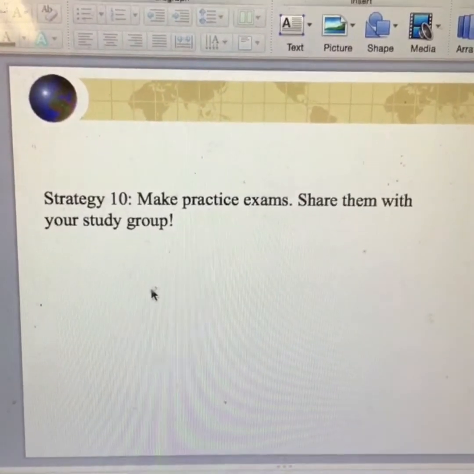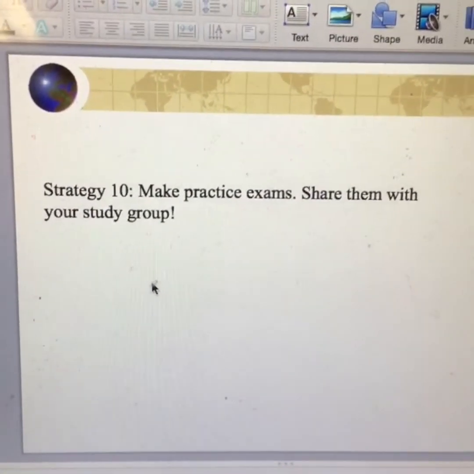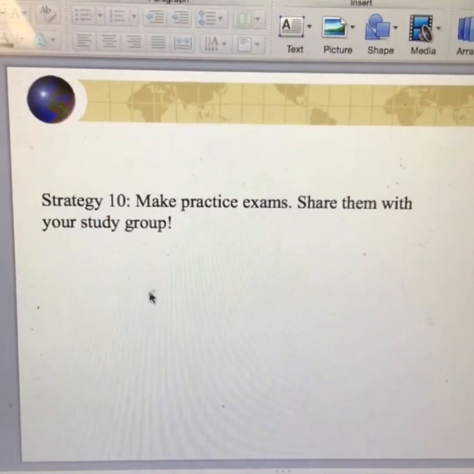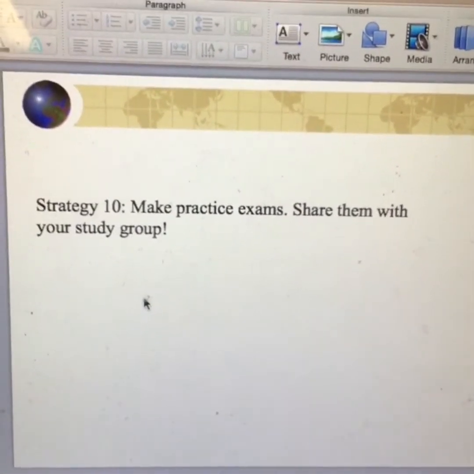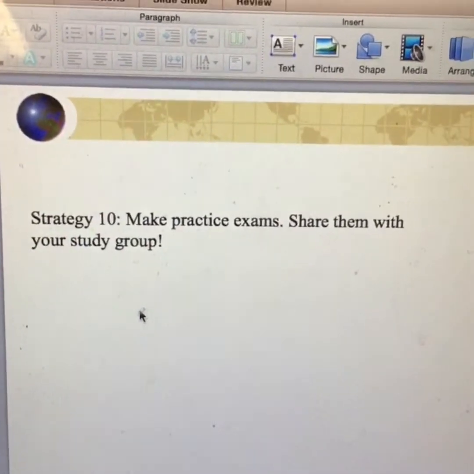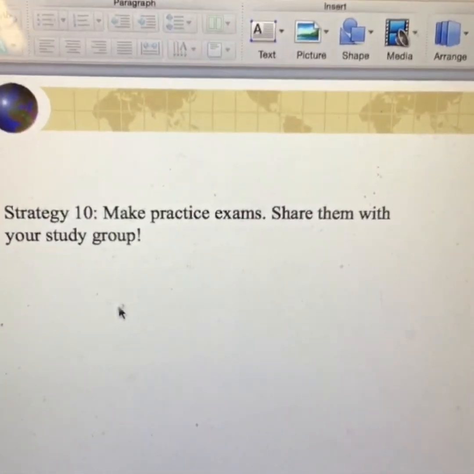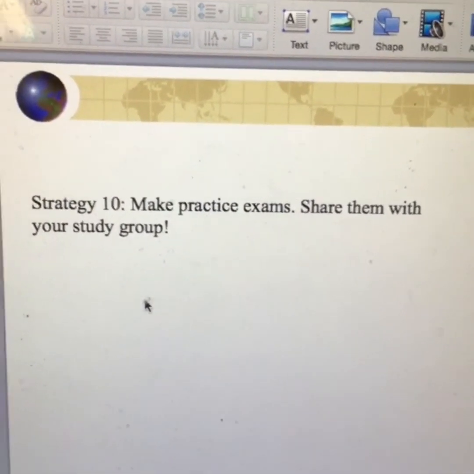Strategy 10 is to make practice exams and share them with your study group. If everybody makes a test over the same material, it'd be interesting to see, first of all, what things people consider to be really important, and also to see how thoroughly you cover that material.